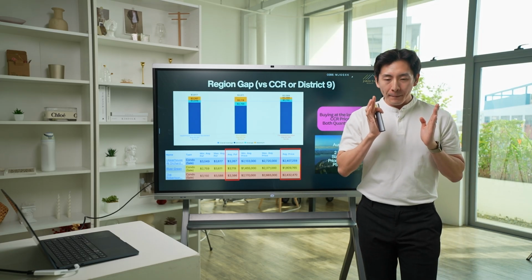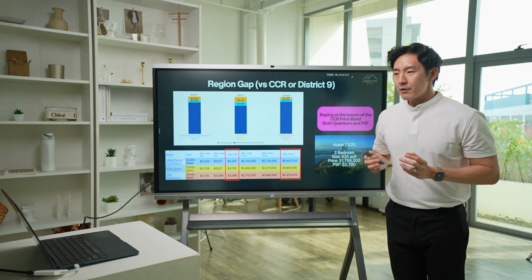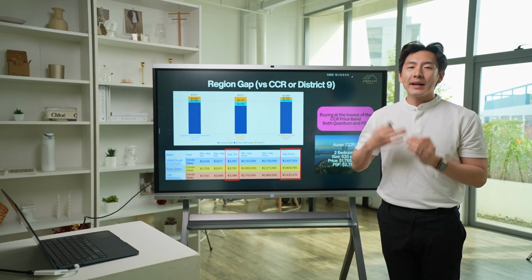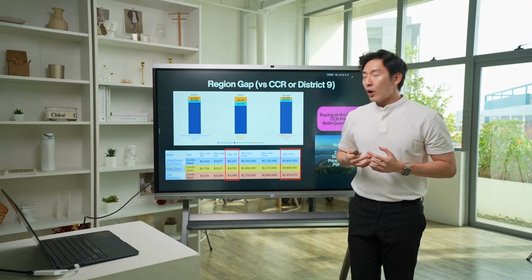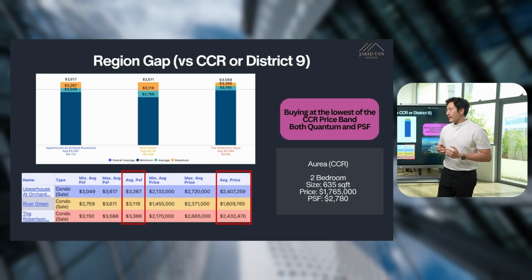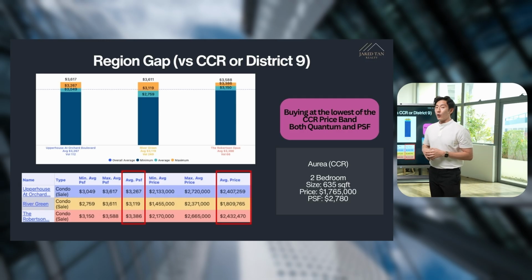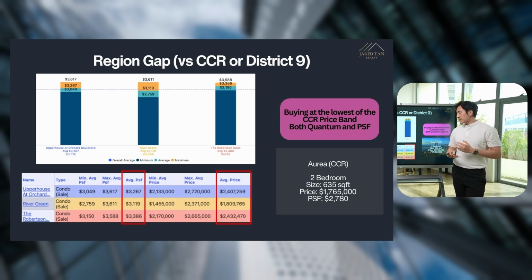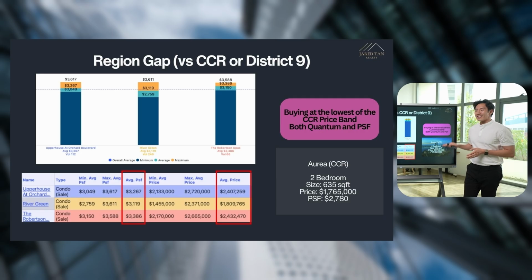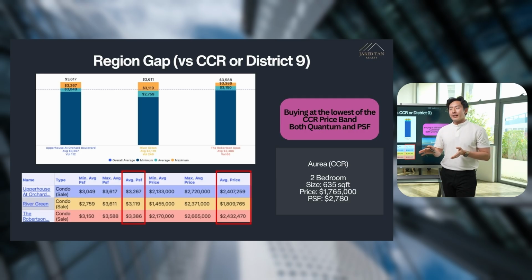And then of course, I want to compare Aura with my neighboring core central region to understand how big the price disparity is. So if I look at my core central D9 counterparts like Upper House, River Green, and Robertson Opus, at this time of recording, these launches were just launched a month ago, so these are very recent data. We look at the PSF, these are all averaging way above $3,000 PSF, all the way to $3,003 PSF for Opus. And you see at the average quantum, we're looking at about 2.4 mil even. With the entry price of Aura at 1.7, you're talking about a 700K price quantum disparity.